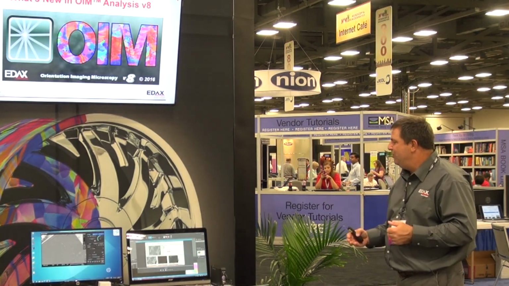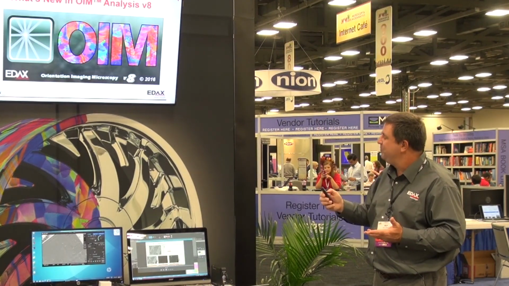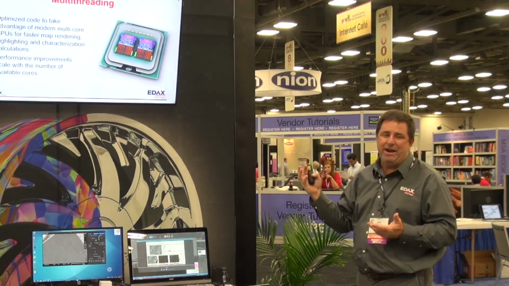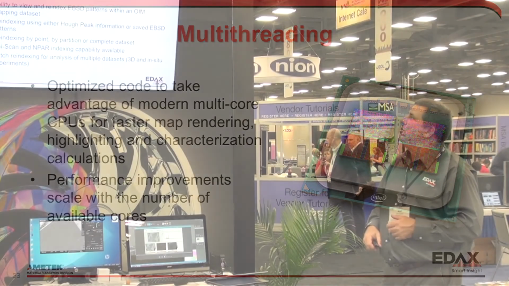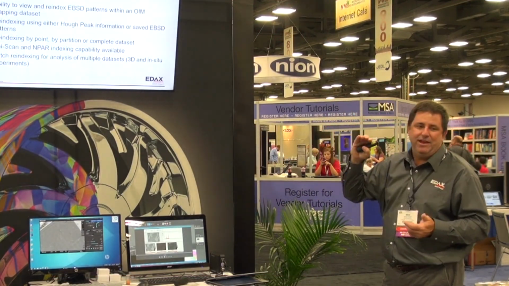That leads to what's new in version 8. So the first thing that I'm happy about is that it's multi-threaded. What that means is now when you buy a fancy new computer, we're taking full advantage of that. So your performance basically scales with the amount of money you want to spend on your computer, which wasn't the case, obviously. We're also able to do what we call pattern indexing in the analysis software.